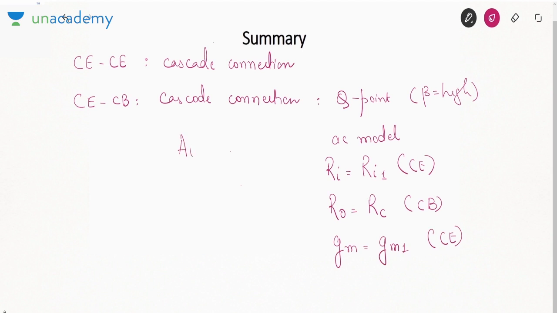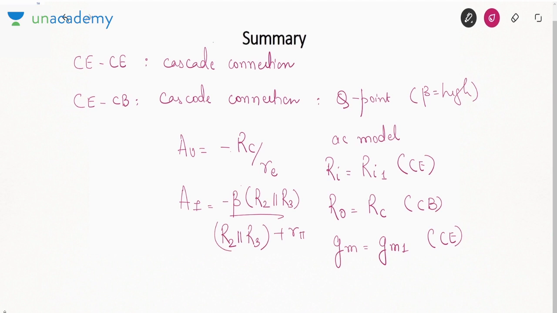The voltage gain was coming out to be minus RC by RE. And the current gain was minus beta R2 parallel R3 by R2 parallel R3 plus R pi. We saw in cascade connection bandwidth is low, but in cascode connection the bandwidth is large. So the bandwidth problem of cascading is solved using the cascode connection.